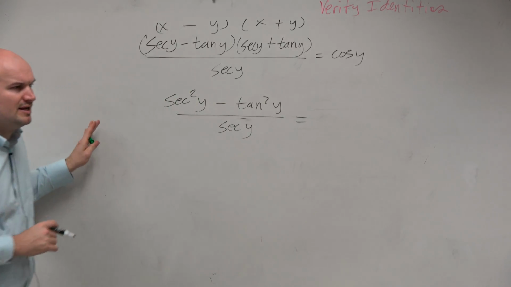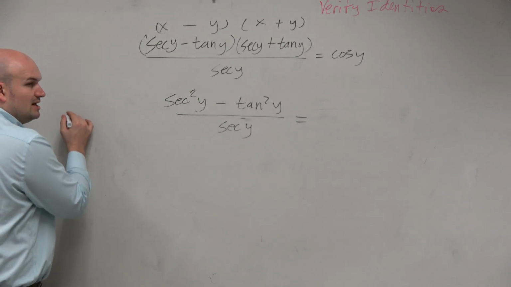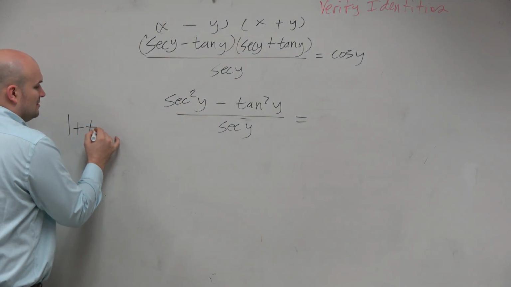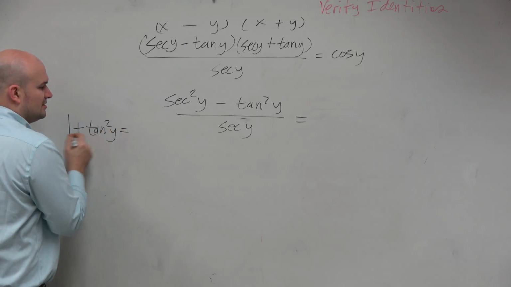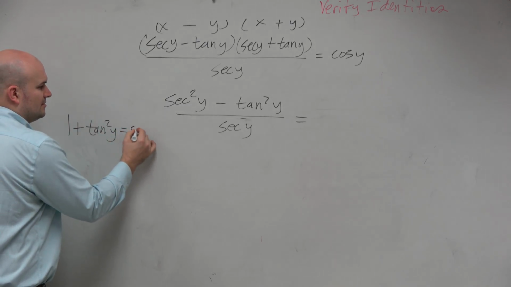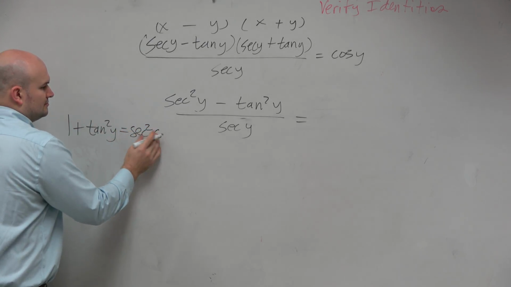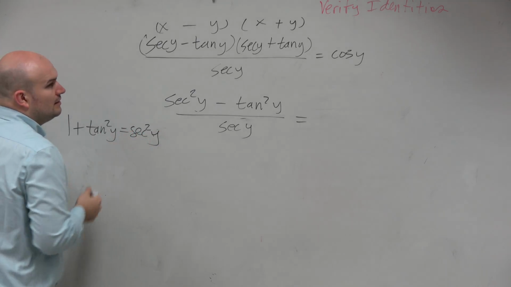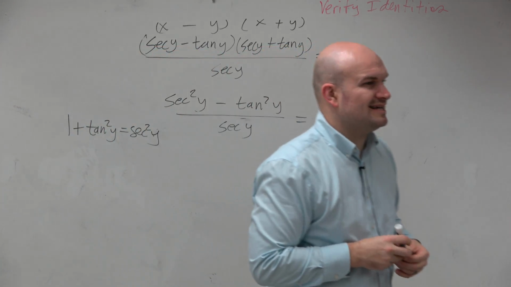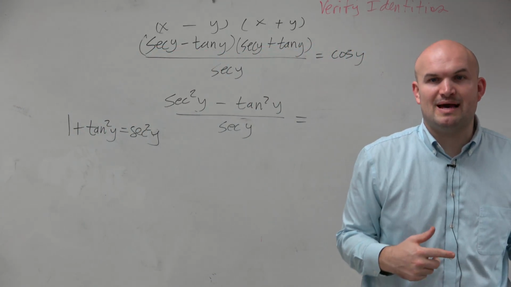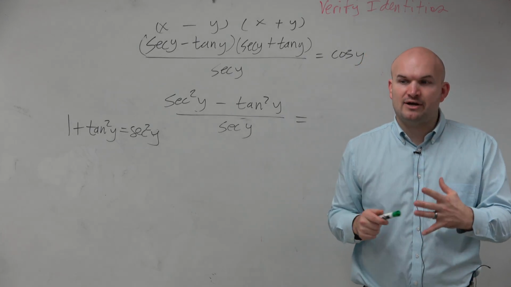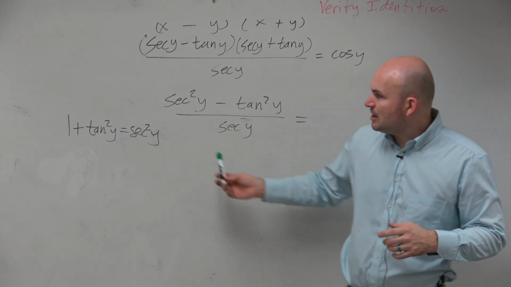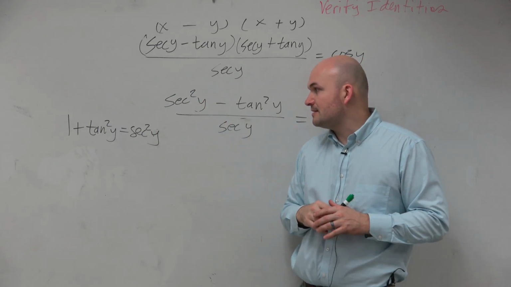How are they related? Anybody have 1 plus tangent squared of, let's do y, is equal to what? Secant squared. Now, notice how I'm using my Pythagorean identities with y's. I'm not using thetas or I'm not using x's. Because, Cody, it doesn't matter which variable you use. In this problem, we're using y, so that's why I'm going to use that.